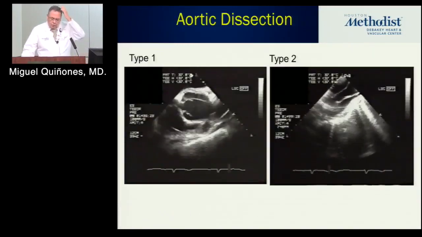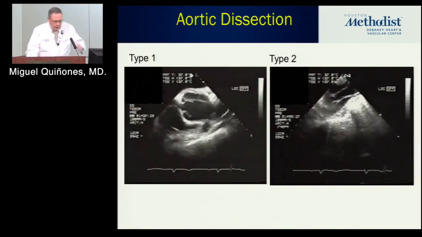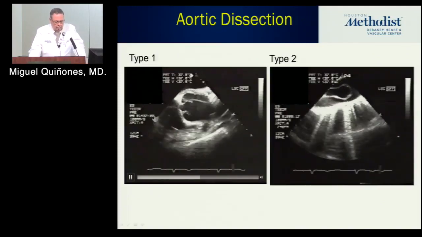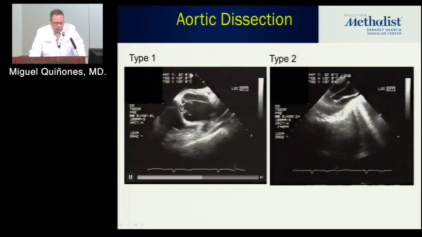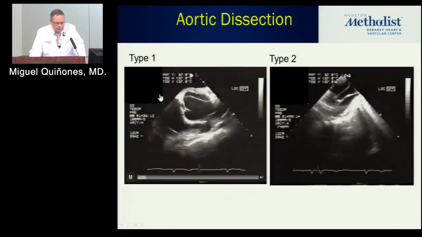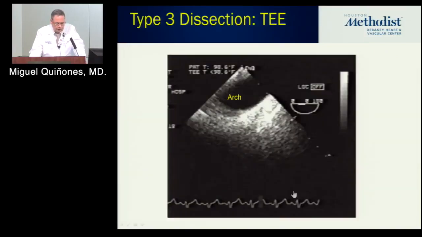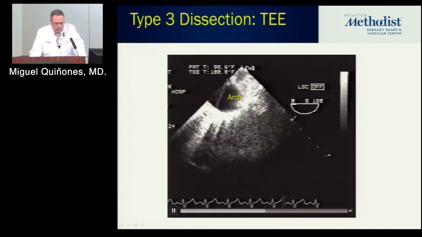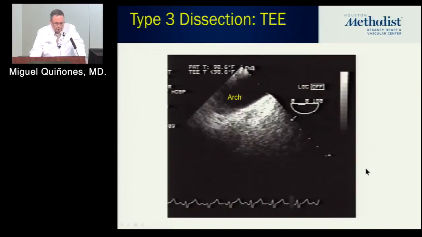Now, usually we have a little bit more time to go ahead at the bedside and do a TE. And most dissections have a common look, as you see here. There is this intimal flap with chaotic motion. And this is a type 1. This is a type 2 that ends up right here at the arch. These are different patients. Here we see one starting after the subclavian. So this would be a type 3.